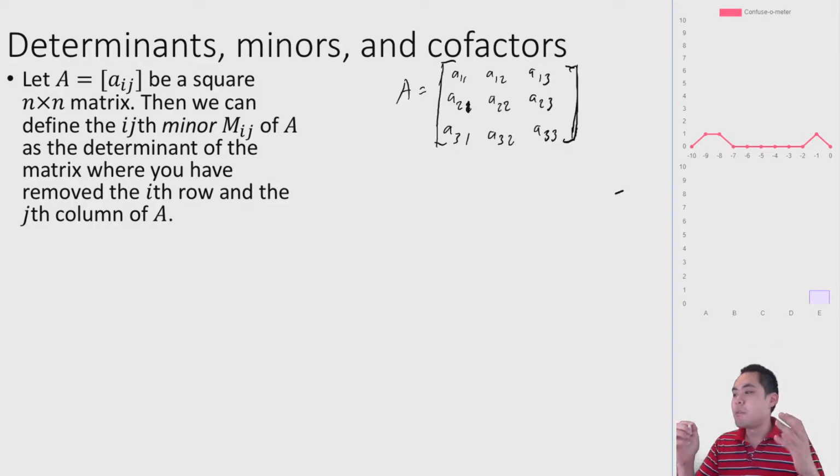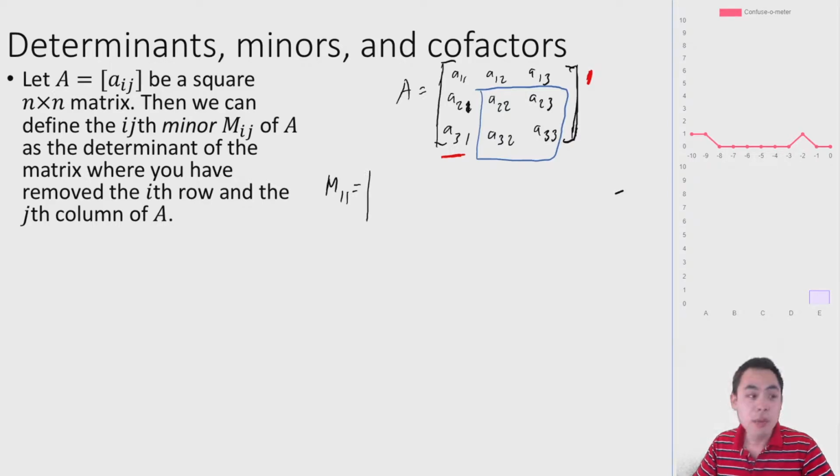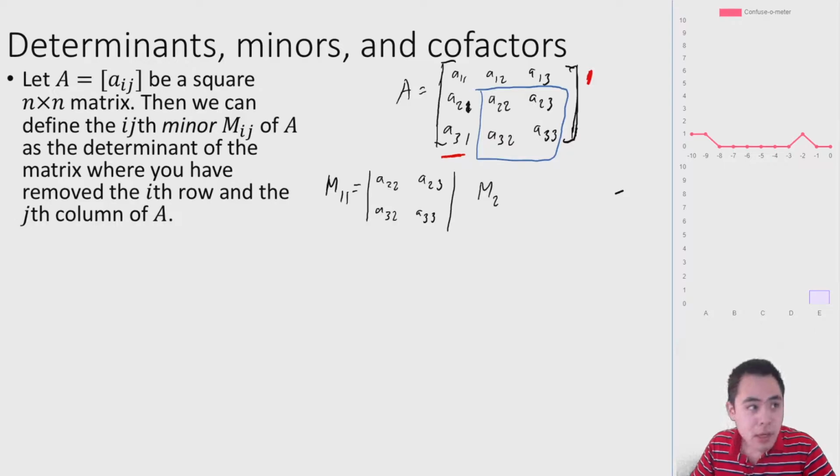Then we can define something called the minor of a matrix. It's the determinant of the matrix when you've removed the ith row and the jth column. So the M11 minor is going to be where you've taken the first row and first column and removed those. So you've removed that and you removed that, and so you're just left with this box here. And so this M11 minor is the determinant of A22, A23, A32, A33.